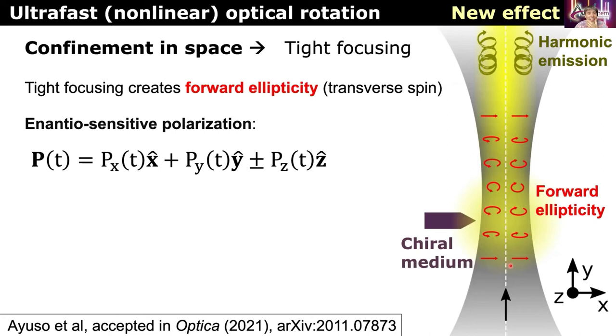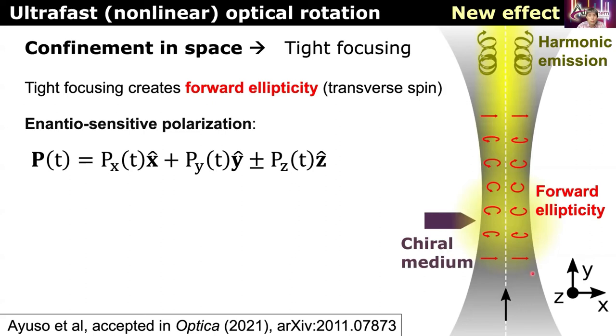Thank you. So if the field is polarized along X in this direction, it propagates along Y in this direction. And now if the beam is very tightly focused, then near the focus, the field acquires a very strong longitudinal component and it becomes elliptically polarized. And we call this forward ellipticity because the minor ellipticity component appears in the direction of light propagation. So it's not like in standard elliptical polarization where the electric field vector is always orthogonal to the propagation direction. Here, one component is longitudinal, and this happens because the beam is tightly focused.